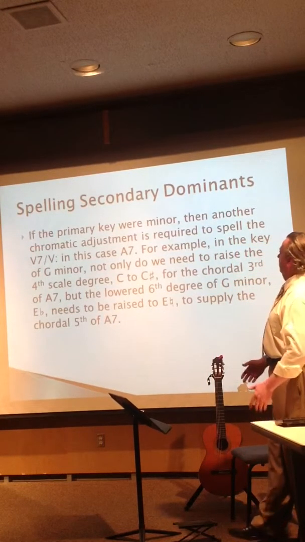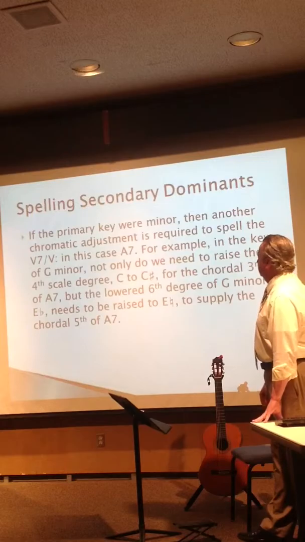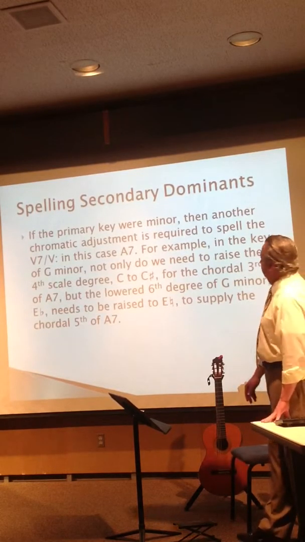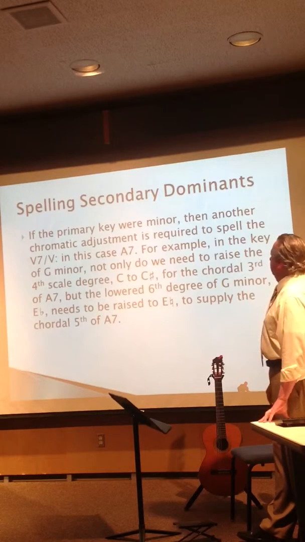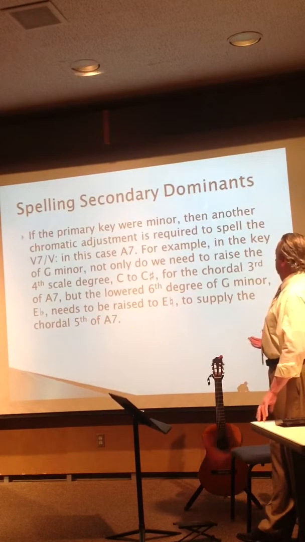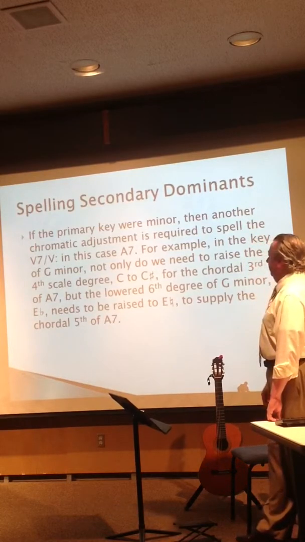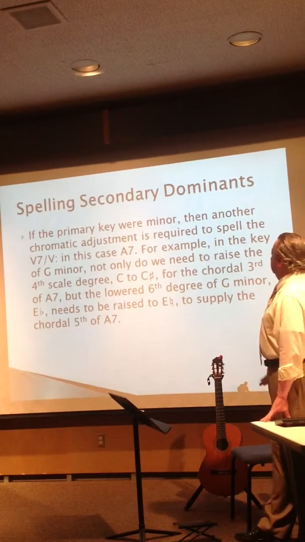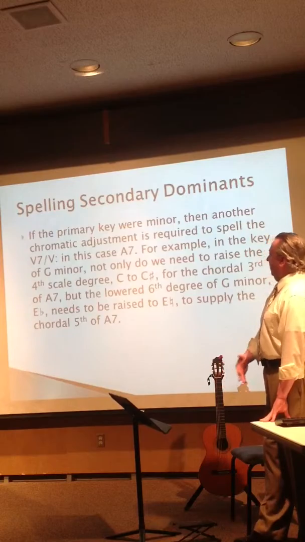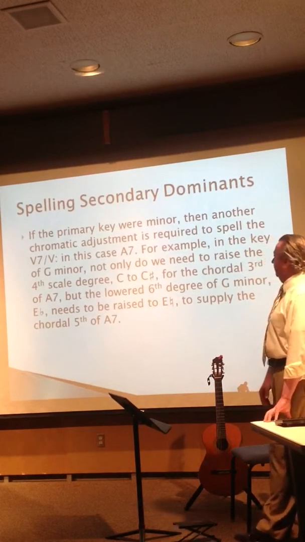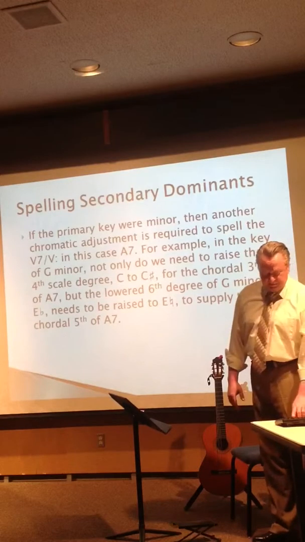If the primary key were minor, then another chromatic adjustment is required to spell the 5-7 of 5, in this case A7. For example, in the key of G minor, not only do we need to raise the 4th scale degree, C to C sharp, for the chordal third of A7, but the lowered 6th degree of G minor, E flat, needs to be raised to E natural to supply the chordal 5th of A7.